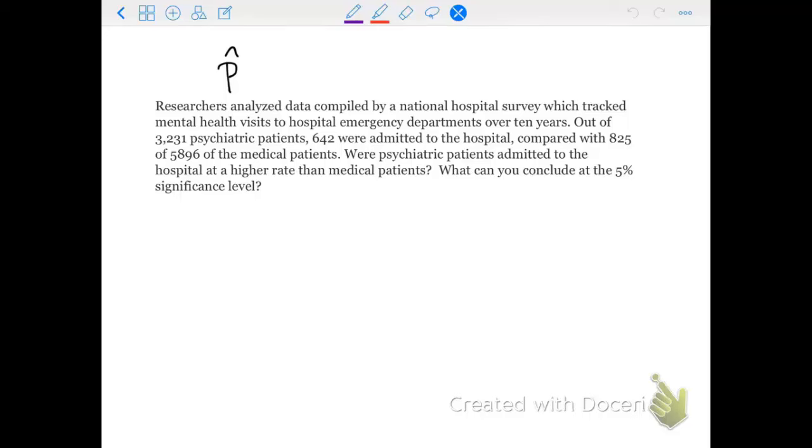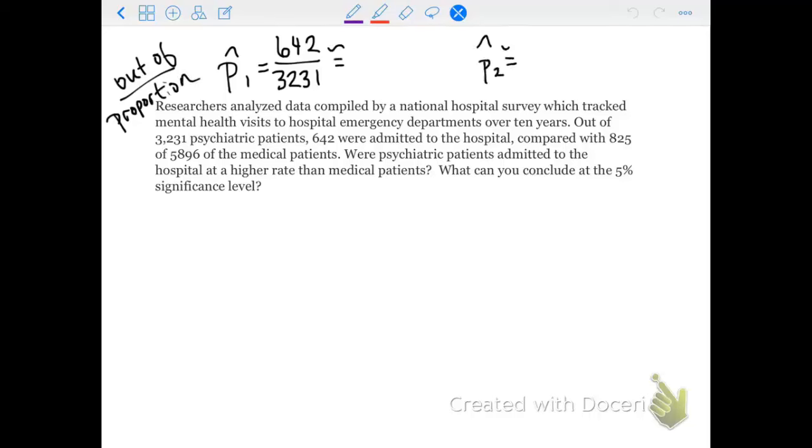the 5% significance level? This is p hat. In other words, it's out of. That's the key word. When you have out of, we're looking at proportions. P hat 1 is 642 out of 3,231. P hat 2 is 825 out of 5,896. So plugging that into my calculator, I get 0.199 and 0.140.